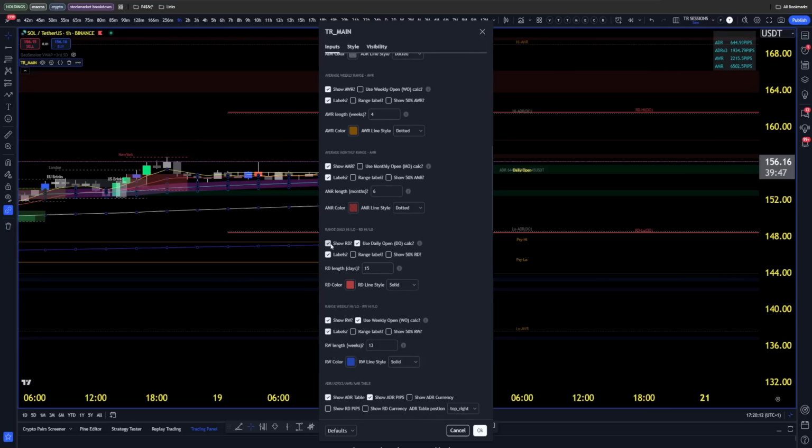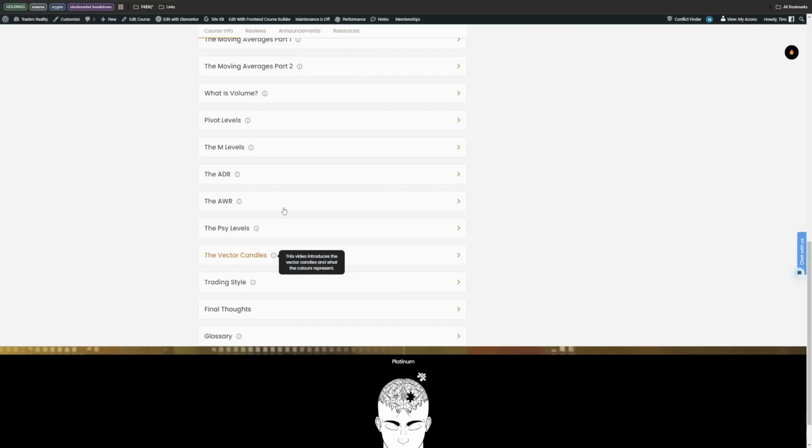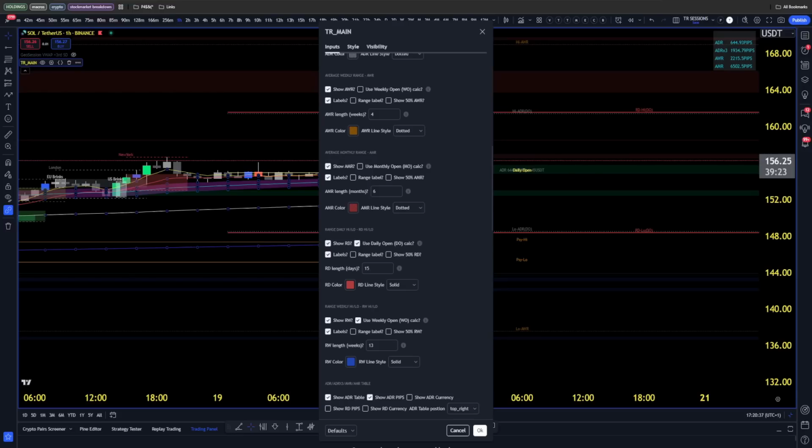Scroll down. The ones that I do actually have activated are the range daily high and low. These are what I have active every single day. These are very important ranges, okay? And I always use the daily open calculation. Again, go back into the course and it will discuss the range daily highs, range daily lows within the average daily range and the average weekly range. It's all in there for you.